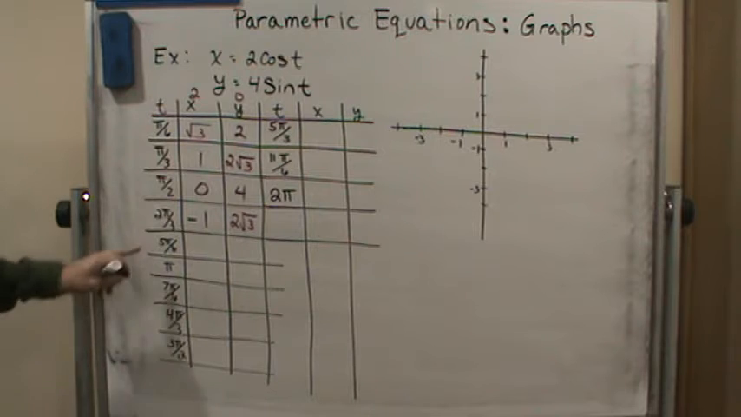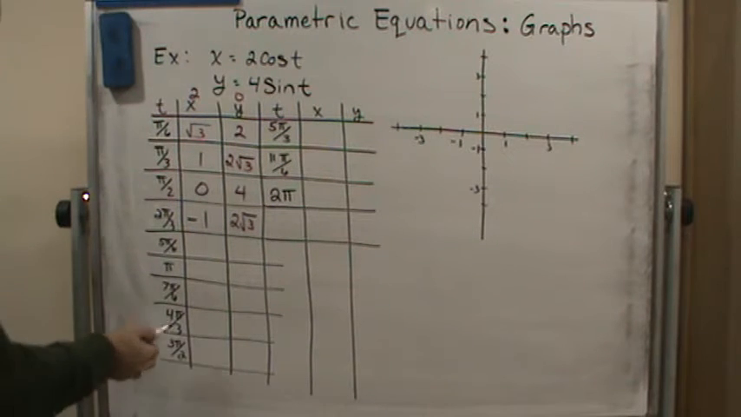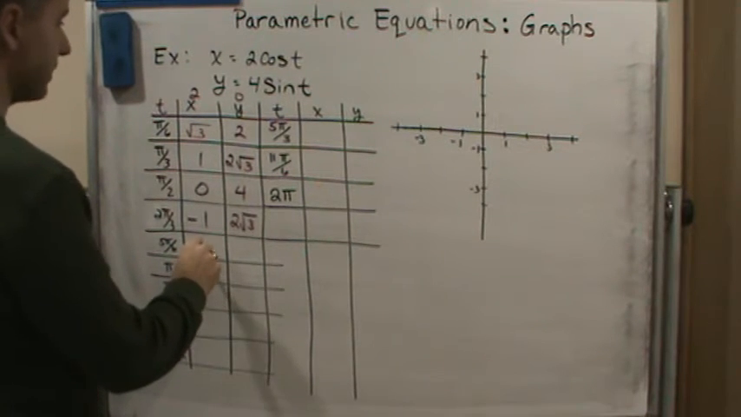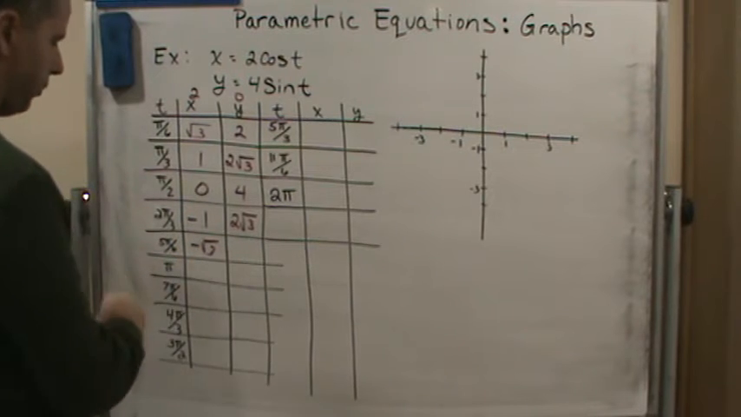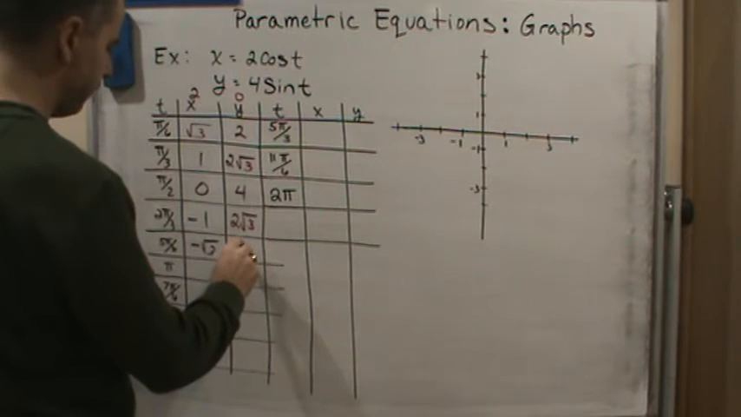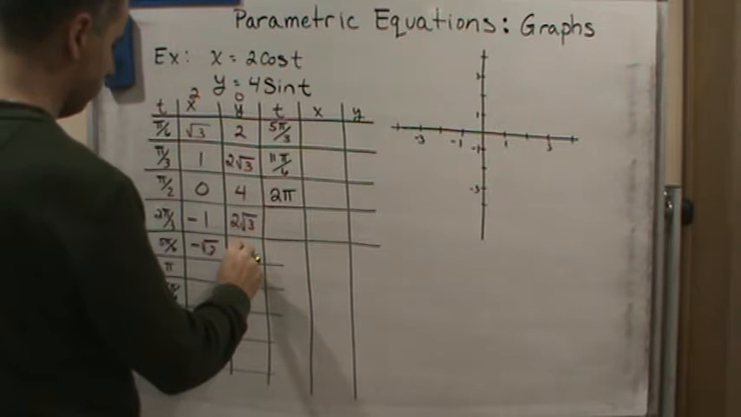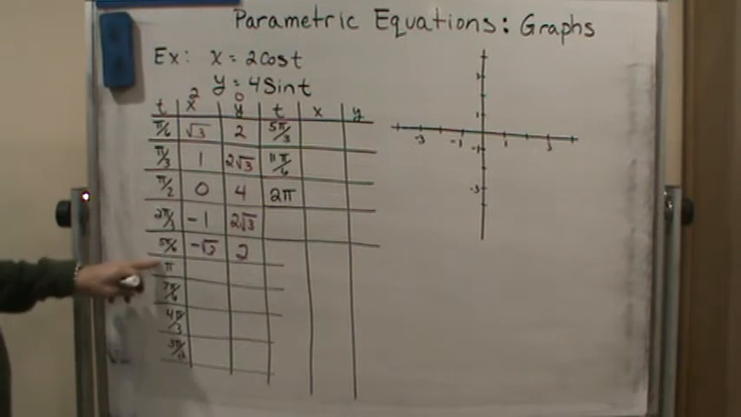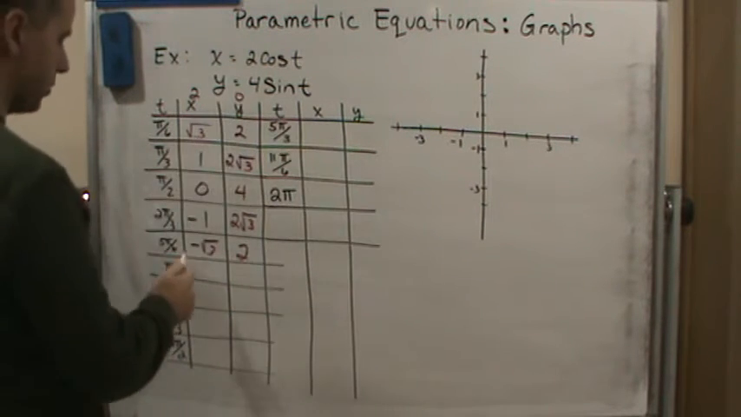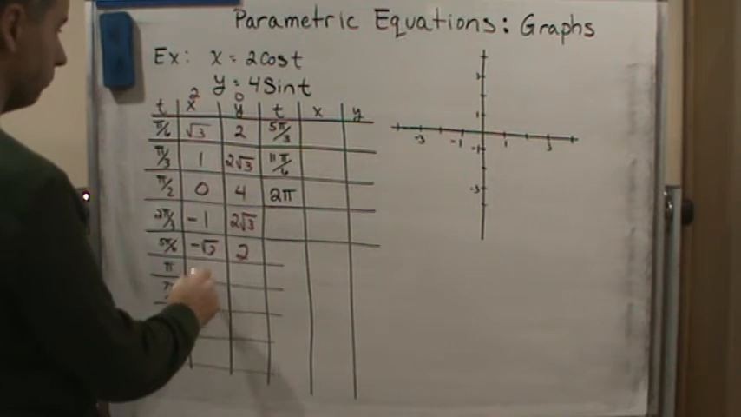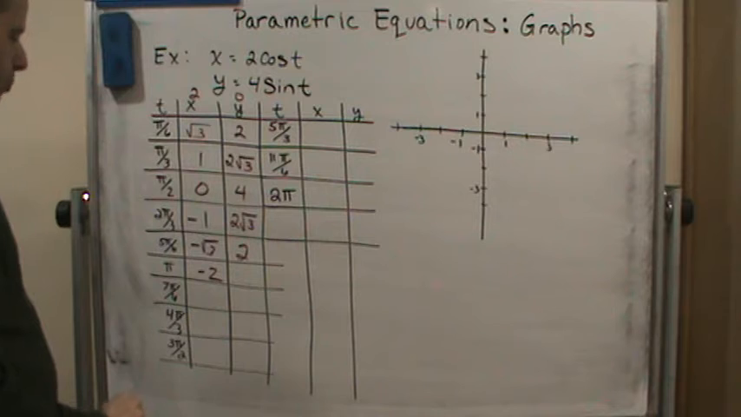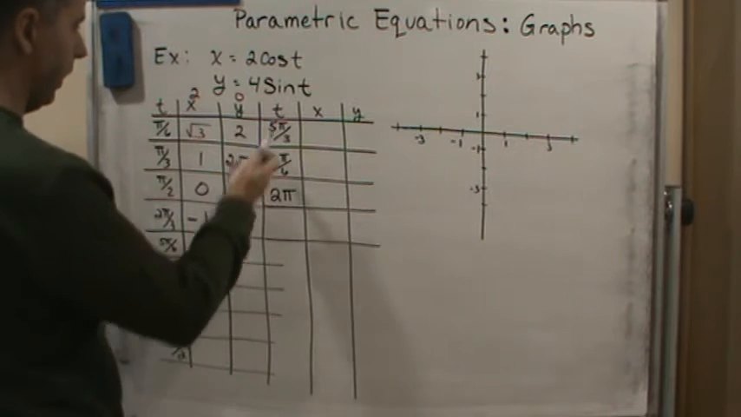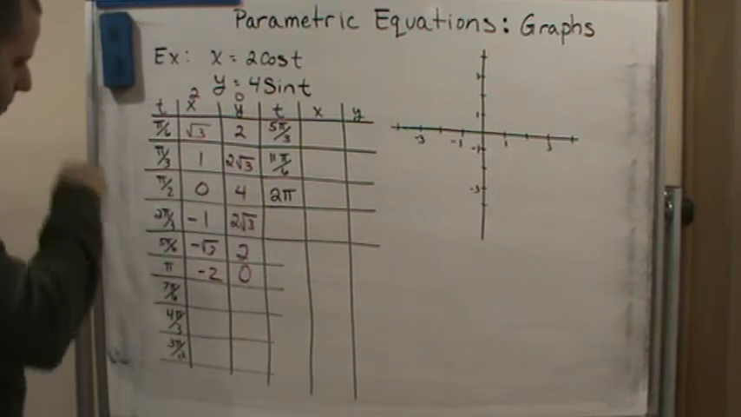Okay. And then 5 pi over 6, that's going to be 30 degrees, right, in the second quadrant. So again, I'm going to hit negative. In this case, it's going to be root 3. And this is going to be positive 2. And then pi, right? So cosine of pi is negative 1. Right, so that's going to be negative 2. And this is going to be what? 0.